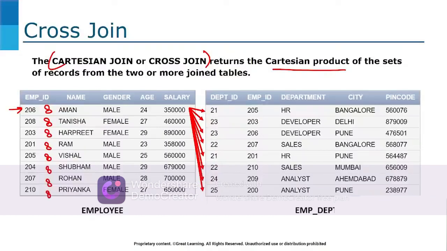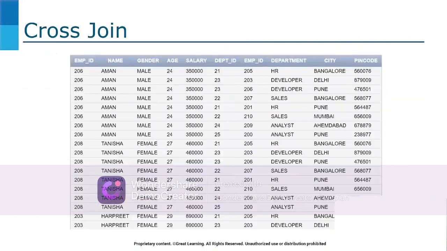This, and this. If you add these all, those many rows I will get into my resulting table, and it will look something like this. So I have 8 rows of data from Aman, 8 from Tanisha, 8 from Harpreet, which I have not shown because the table was really big. This is what your cross join is.